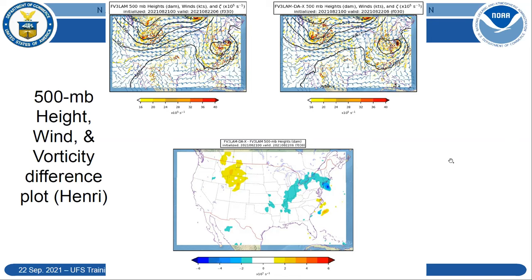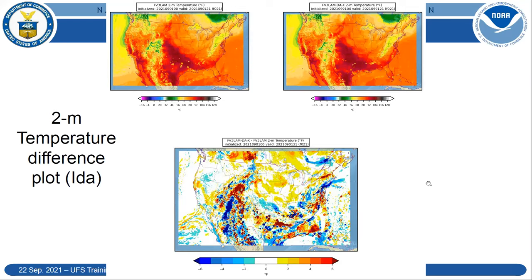And here is just a 2 meter temperature difference plot. So there's definitely a lot of large differences showing up across the southern and southwest US related to convection that was ongoing at this time.